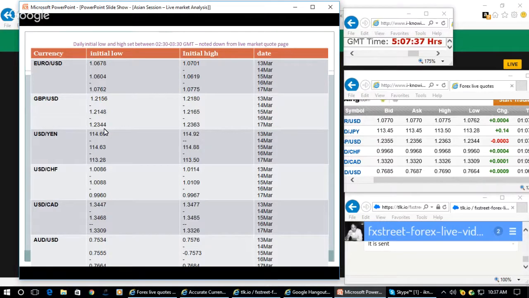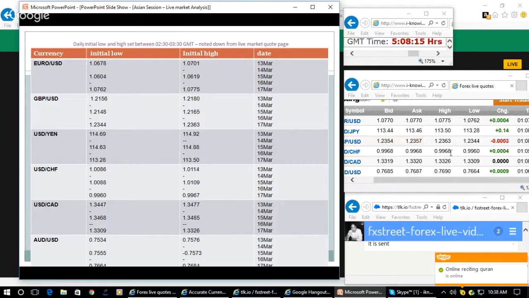Then GBP, 1.2344 is the low, 1.2363 is the high. They have not breached the low or the high. Then yen again, they have not breached 113.28, 113.50. You see the spread is also very narrow between the low and the high. They are just consolidating in a narrow range for want of volume and also to test the patience of the traders.